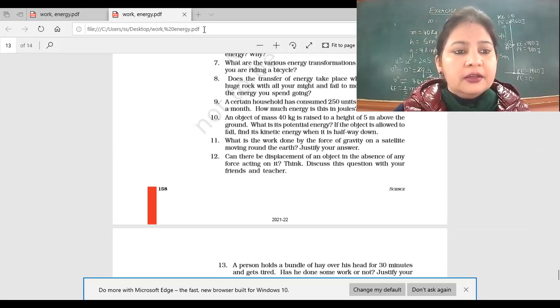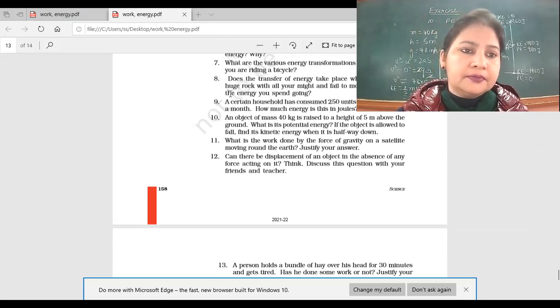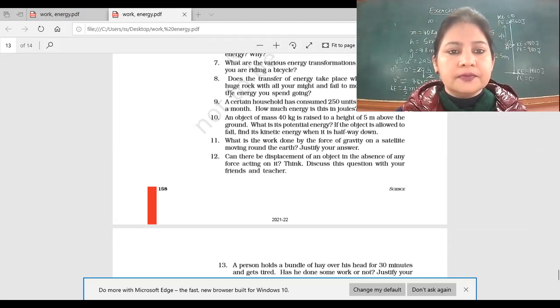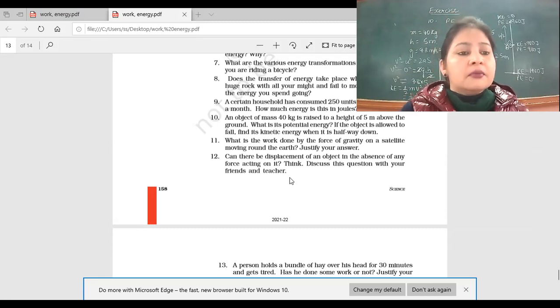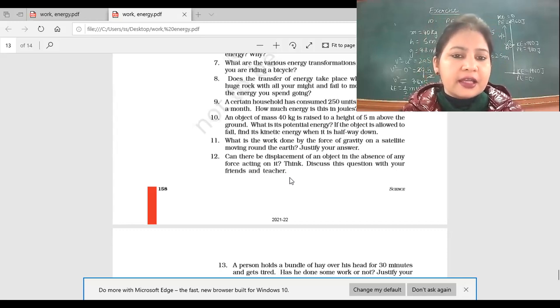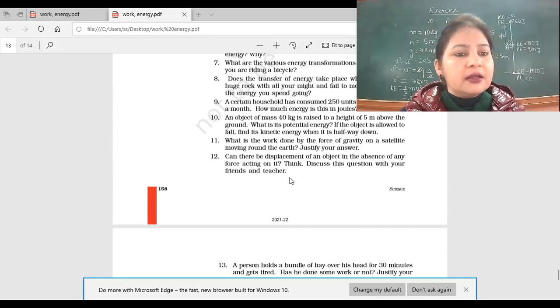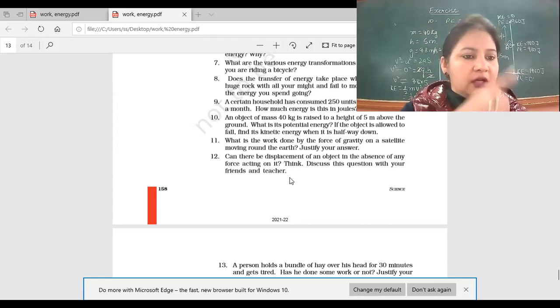In one line, if I ask you what is the most appropriate answer, then how will you say? Yes, Jia, bolo. Because the object is moving in centripetal motion. Because work done by centripetal force is always zero. Ek line mein ye iska answer hai. Yes, you are right. Because work done by centripetal force is zero. And then you can draw the diagram of a circle.